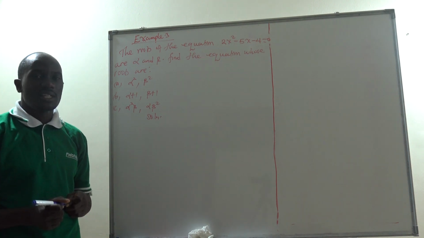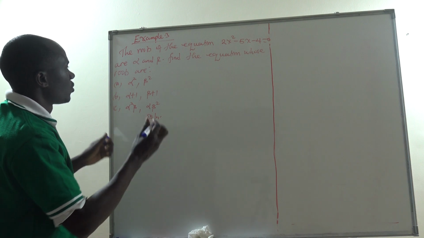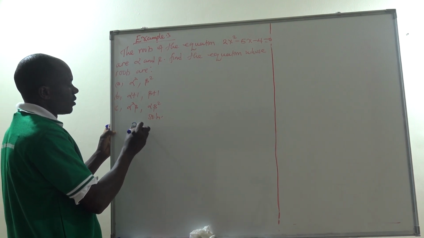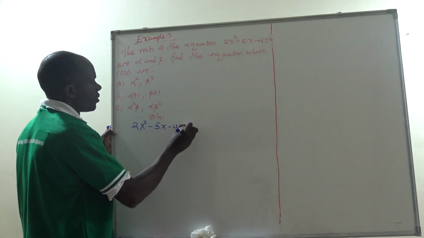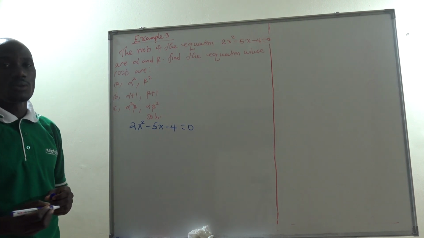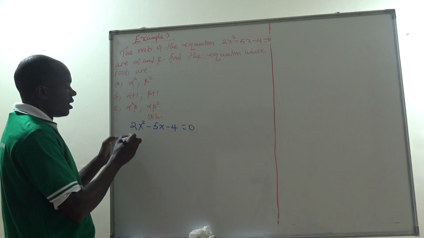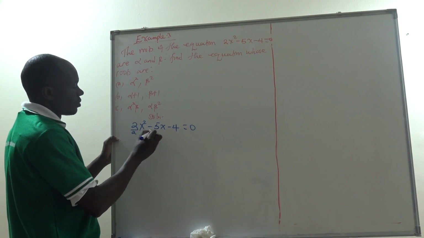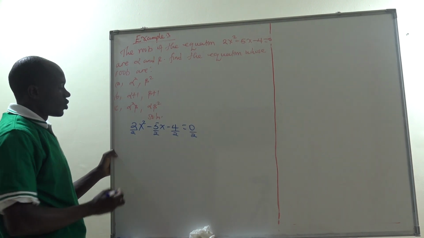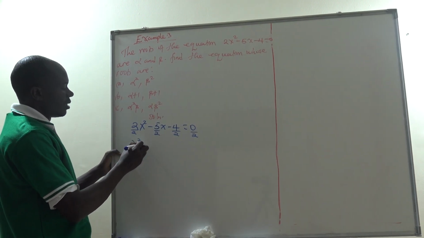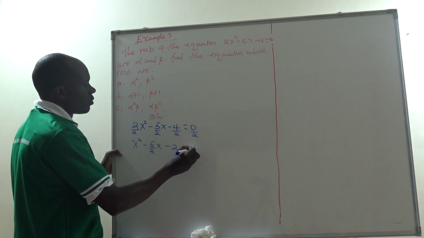The first step is to get the sum and the product of the roots of the equation which has been given to you. The equation is 2x squared minus 5x minus 4 equals 0. So the first step is to divide it by 2 to remain with a coefficient of 1 on the x squared. So we divide every term by 2, and we remain with x squared minus 5 out of 2 x minus 2 equals 0.